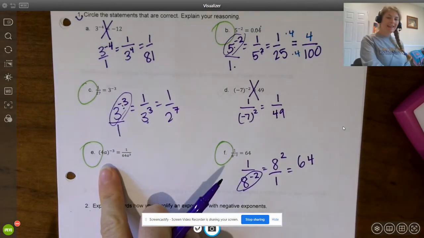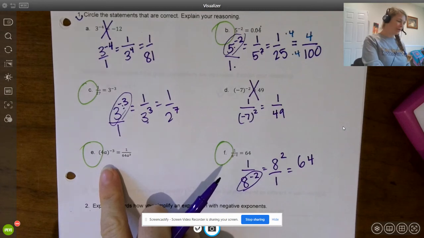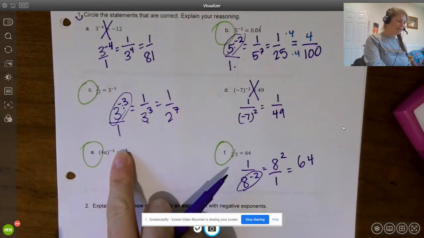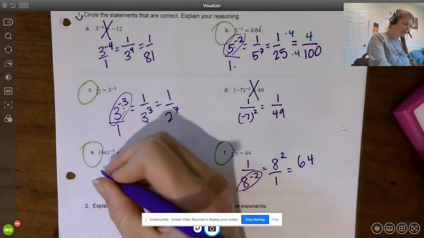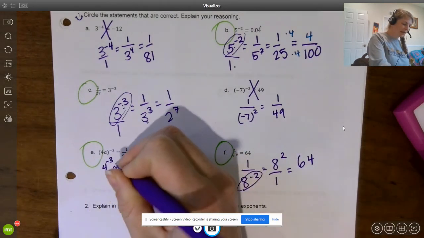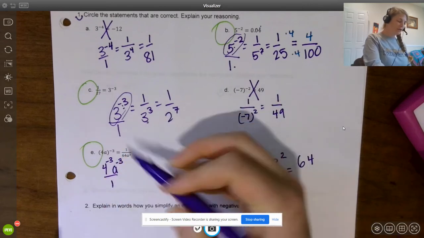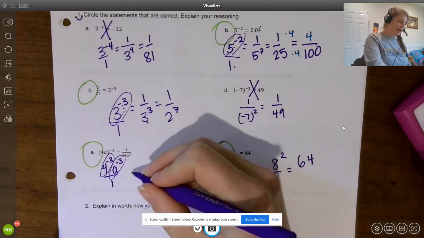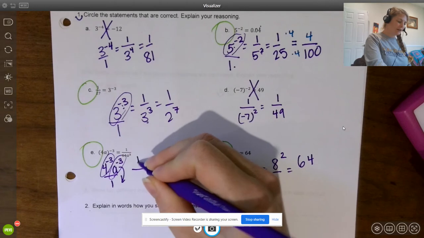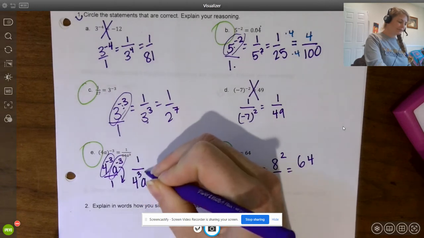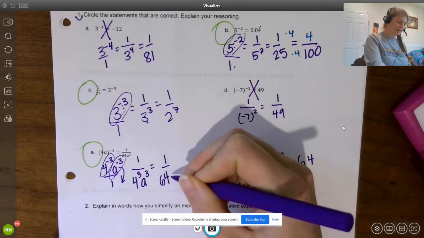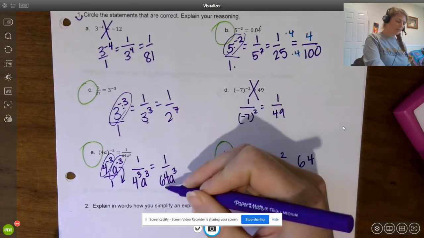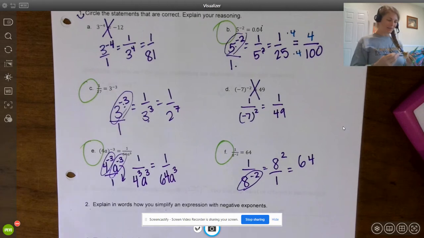And if we take a look at E, oh my gosh, you guys, we get to combine some of our rules. 4a to the negative third, this negative 3 power belongs to the 4 and to the a, so you can think about it as 4 to the negative third and a to the negative third. And you're right, cross the line, change the sign of your exponent. So, and 4 to the third is indeed 64. Probably at this point, you've started to memorize some of those powers, which is a good thing.